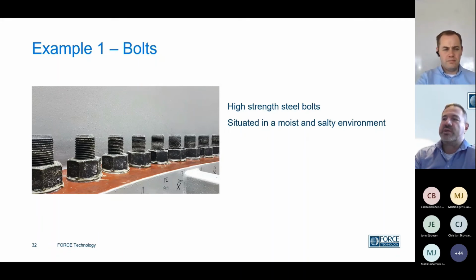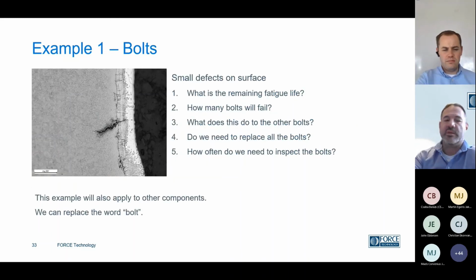So we've got these high-strength steel bolts situated in a moist and salty environment. And then we also have small defects on the surface. As with most steel structures, there's a defect somewhere just waiting to emerge. And then the question we were asked is, well, we've got these defects, we've got these loading conditions, we've got these stresses. What is the remaining fatigue life? How many of our bolts will fail?